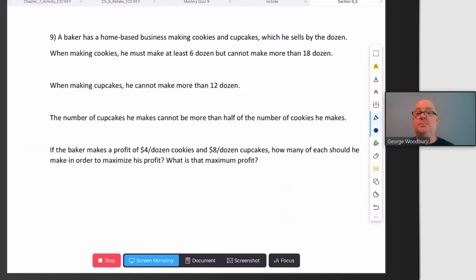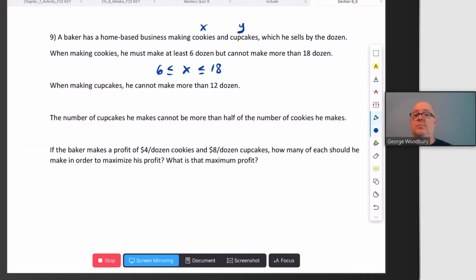A baker has a home-based business making cookies and cupcakes, which he sells by the dozen. So I'm going to let X represent the number of cookies that he sells, in dozens, and we'll use Y for cupcakes. Those are our two variables here. When making cookies, he must make at least 6 dozen, but cannot make more than 18 dozen. So that tells us that X has to be somewhere between 6 and 18.